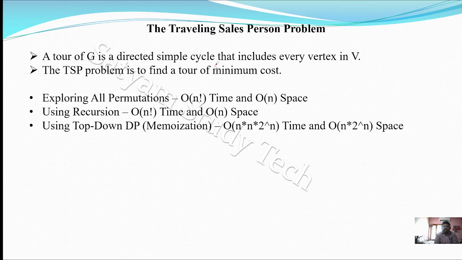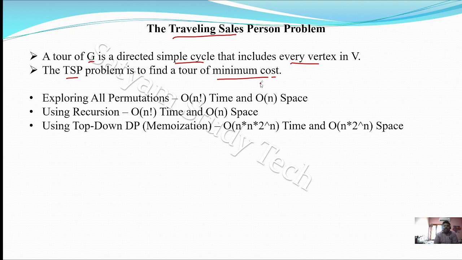Today's topic is the traveling salesperson problem using the dynamic programming approach. A tour of G, that is the graph, is a directed simple cycle that includes every vertex in V. The traveling salesperson problem is to find a tour of minimum cost. So this is a minimization problem. You can find the minimum path.